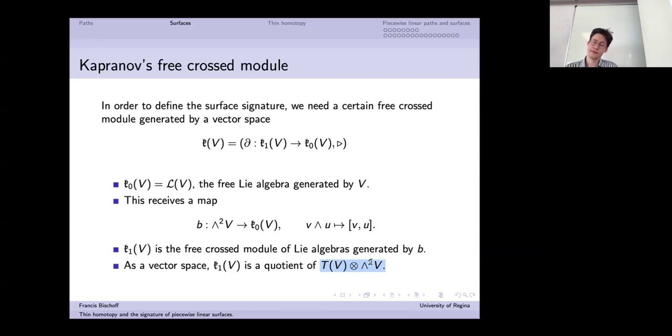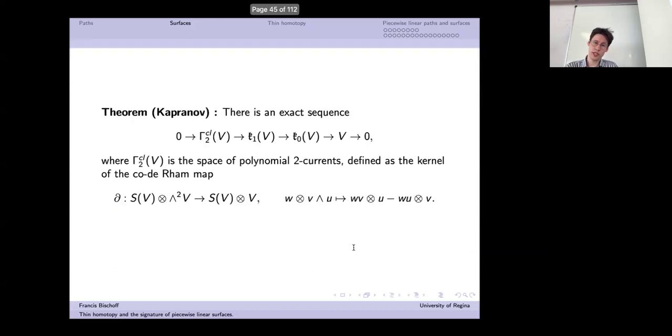But is the map from K1 to K0 an embedding? No, it's not a sub-algebra. So this is what Kapranov tells you: the kernel of this map is this big vector space. It's the space of closed polynomial two currents. So you have the de Rham complex, and in particular this map from two currents to one currents, and you take the kernel of that. That's what this space is.